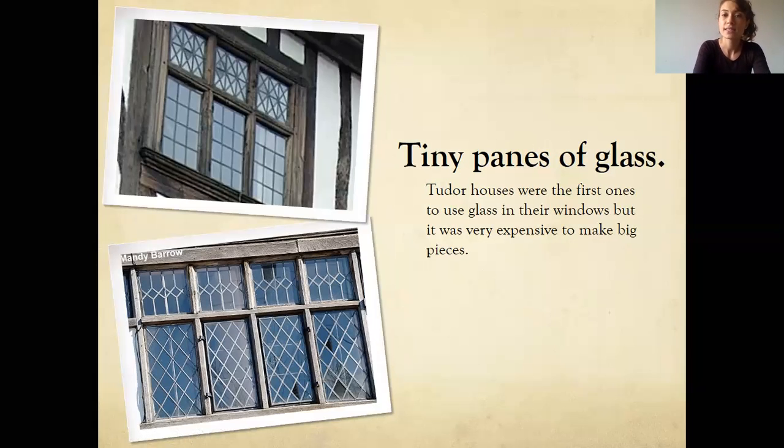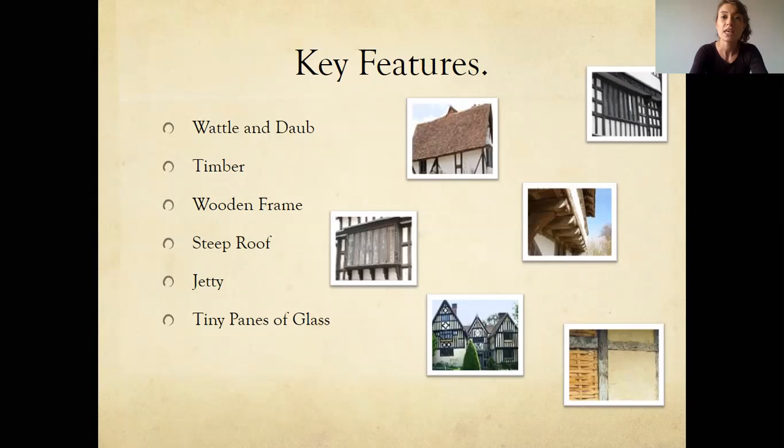Tiny panes of glass. So Tudor houses were the first ones to use glass in their windows, but it was very, very expensive to make big pieces. So they used small and tiny pieces of glass to build their windows, as you can see here. So we have some key features of the Tudor houses. And this page is going to help you to draw your Tudor house. Because today we are not building the house, we are not modeling the house, but we are going to draw a Tudor house.